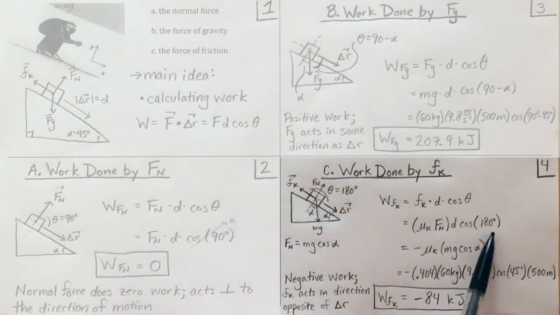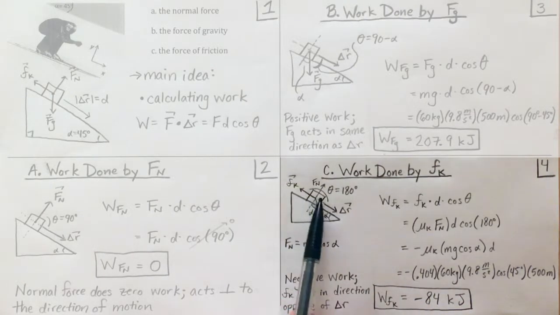Substituting in this value into our equation and substituting in the definition of kinetic friction, we can then simplify the cosine of 180 degrees into a minus 1 and can substitute in the expression for the normal force found in part 1 into our equation. We then plug in the numbers given in the problem statement and evaluate to find that the work done by kinetic friction is negative 84 kilojoules. We then note that this work is negative, which makes sense because the friction force is acting in a direction opposite to the motion.